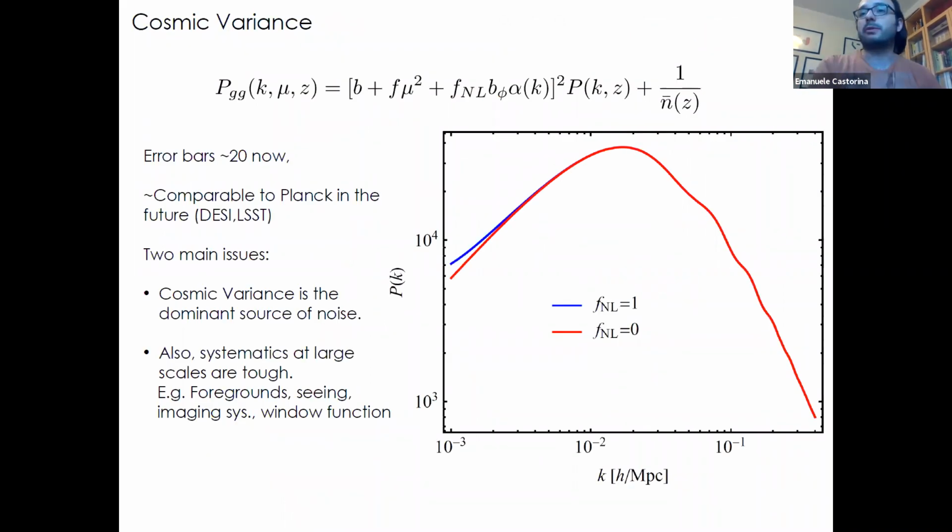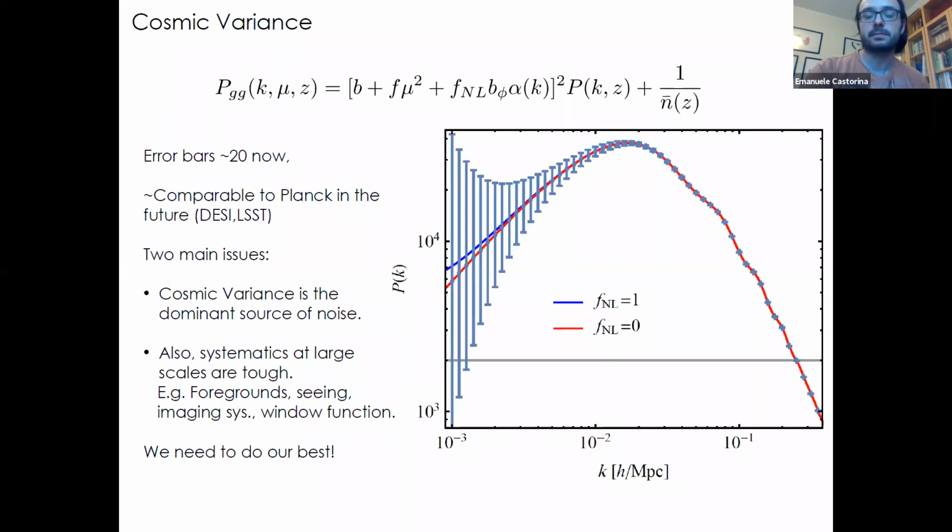So let's just look at the power spectrum now with the presence of primordial non-Gaussianities. You see here in red, this is the standard case. And in blue, this is the sort of theoretical benchmark of FNL of 1 that you would like to measure. There are two main issues in trying to do that. The first one is cosmic variance. This is what cosmic variance will look like for something like DESI. So pretty bad. Naively, it looks like it's going to be very, very hard to detect FNL of 1.